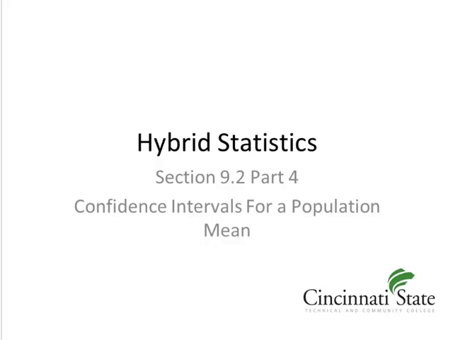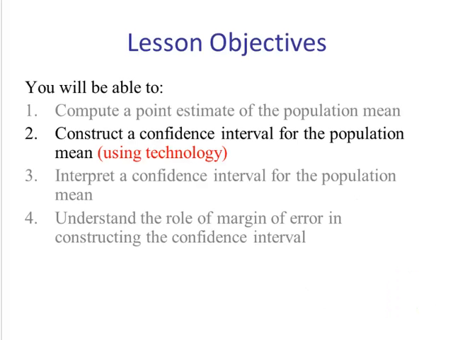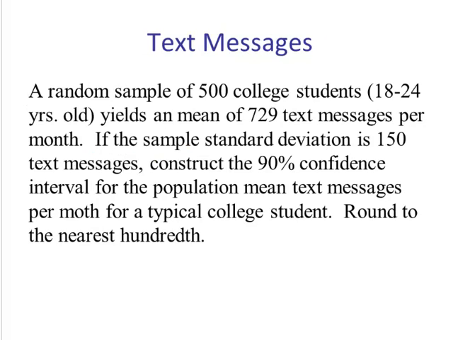Section 9.2, Part 4, Confidence Intervals for Population Mean. Learning objective: construct a confidence interval for a population mean using technology. We will look at Minitab, StatCrunch, and the TI-84. We'll begin with the example involving text messages. If you recall, this is an example that we did in a previous video.